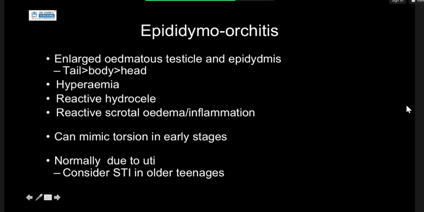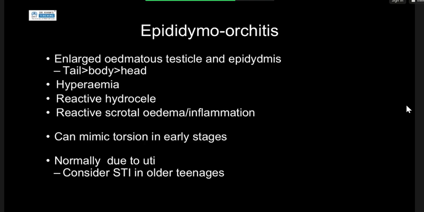So epididymo-orchitis tends to give you an enlarged edematous epididymis and testicle, and you can get them individually. You can get just epididymitis without the orchitis, and in the epididymis it tends to affect the tail more than the body, more than the head. So that's where it tends to start, in the tail. And you see hyperemia, and you can get reactive changes, as we saw in the last case, hydrocele and scrotal edema and inflammation. But early on, you may think it's torsion because the patient presents as if they're having torsion, so with scrotal pain and swelling, and you may not get the full hyperemia early on. You might just see an enlarged edematous testicle.